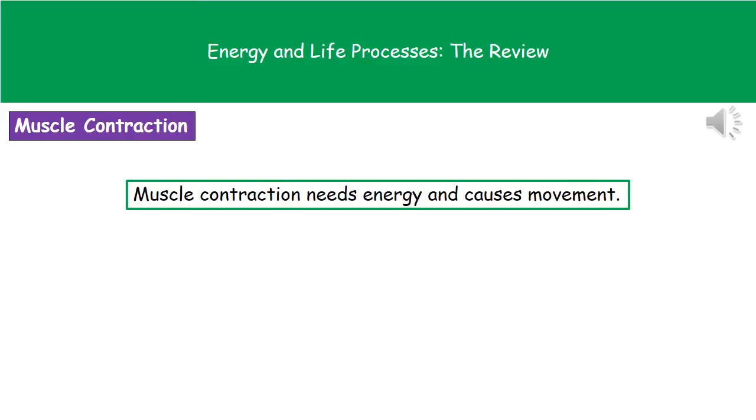Second one was muscle contraction. Now, obviously all over our body, then we've got different muscles, and each of those muscles actually controls the movement of different parts of our body. And the only way that we can actually move those different limbs, etc., is by having the muscles contract. And to bring about muscle contraction, we again need energy.